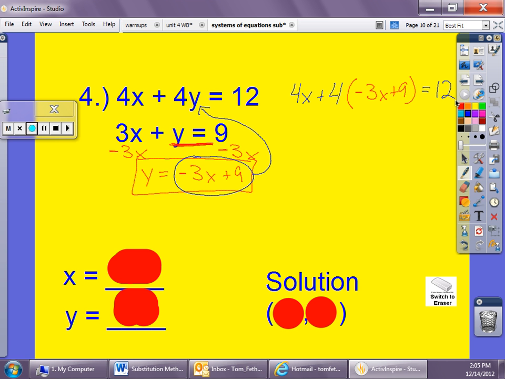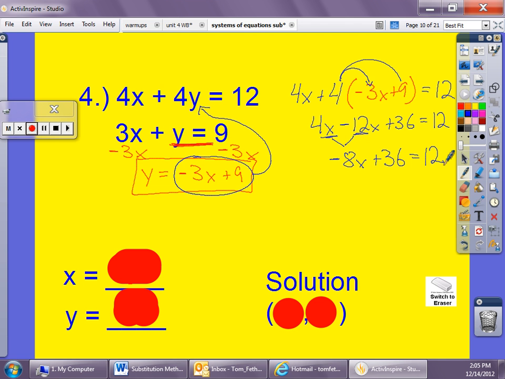Now we have an equation to solve. Well, the first step to solve the equation is we distribute. So we distribute the 4. 4 times negative 3 gives me negative 12x. 4 times 9 is plus 36. So I have 4x minus 12x plus 36 equals 12. We have 4x minus 12x, which will give me negative 8x plus 36 equals 12.